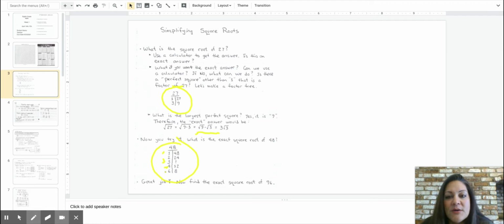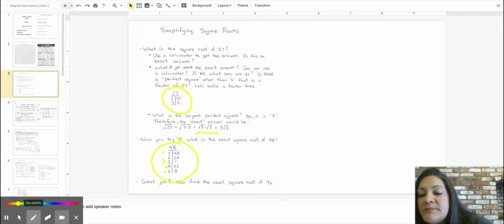So we can assume where that little question mark is, that's going to be our perfect square. So it turns out that 3 times 16 is 48. Okay, so we are going to, let me get a different color pen here.